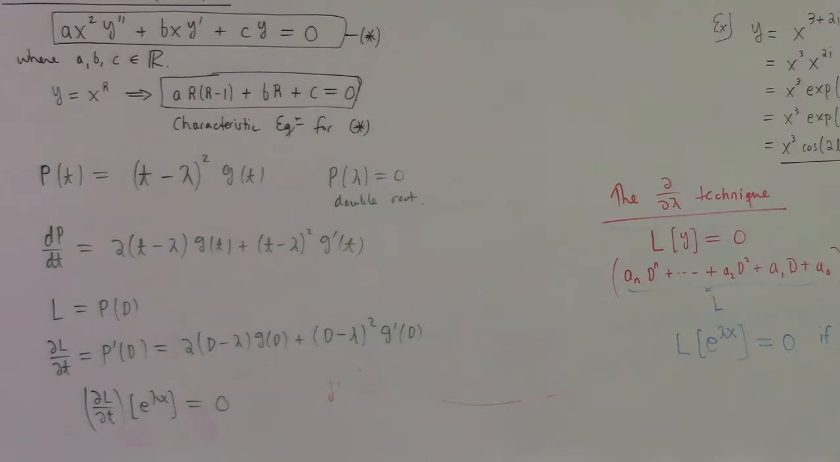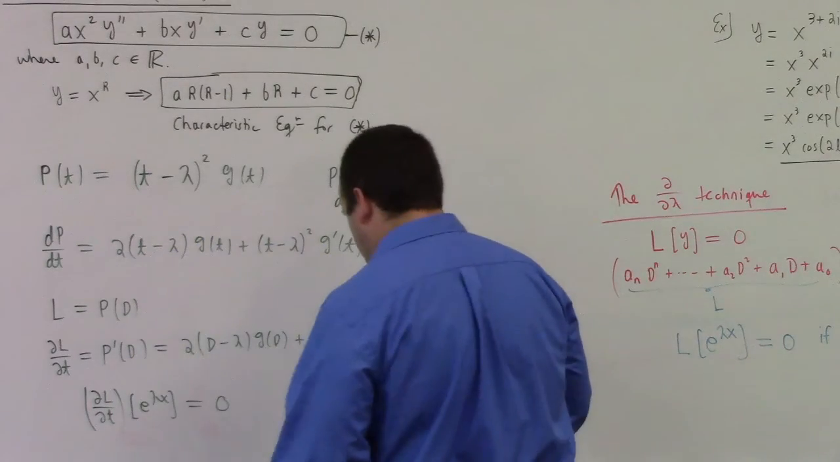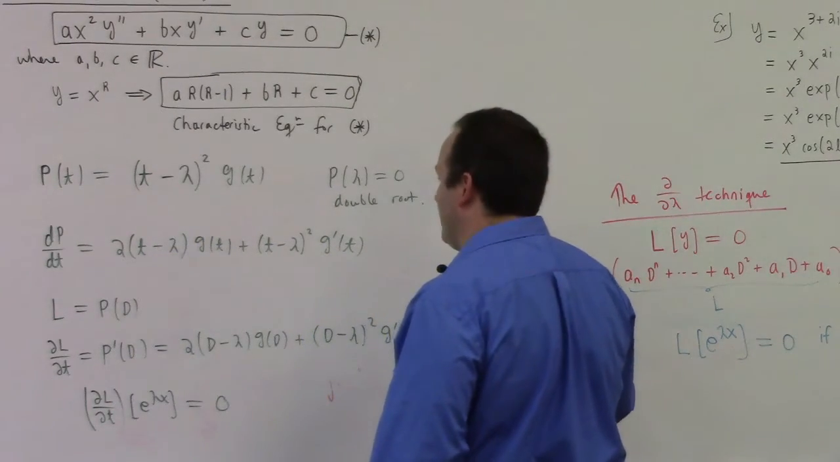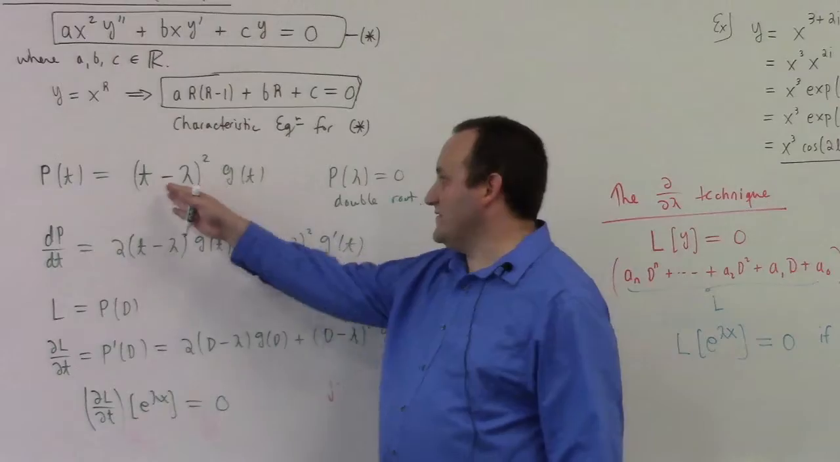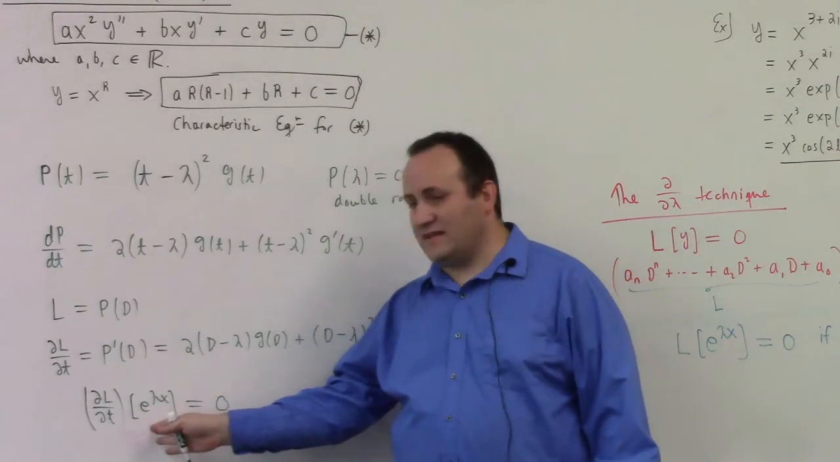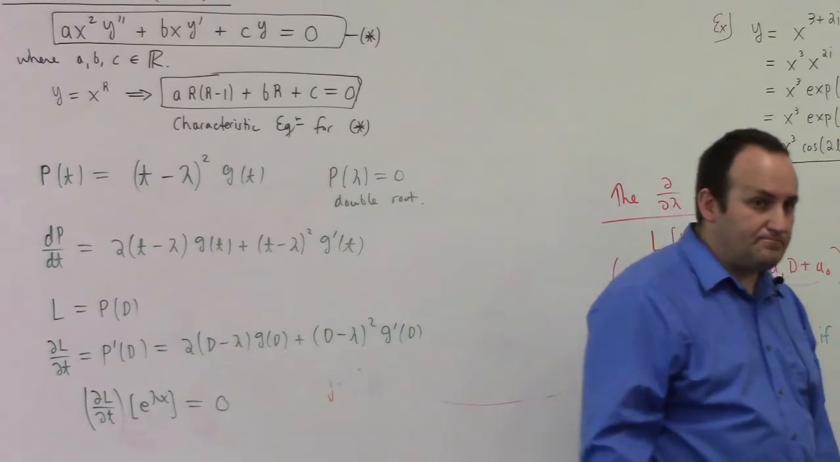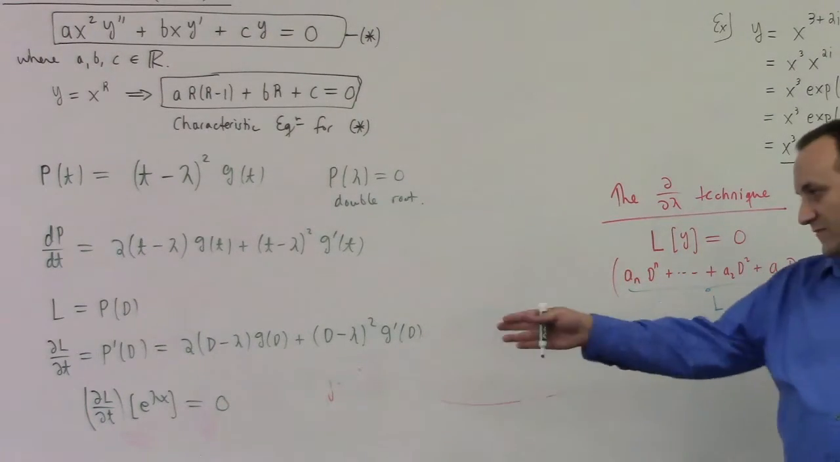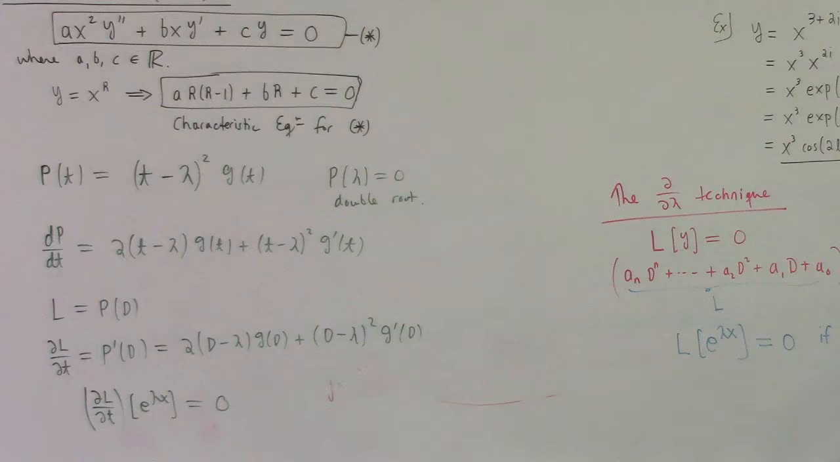If I don't have a double root, in contrast, if I didn't have the square and I just had t minus lambda, when I look at partial t partial lambda of e to the lambda x, I wouldn't necessarily get 0. So it's important for that to be 0 in order for this calculation over here to be legitimate.